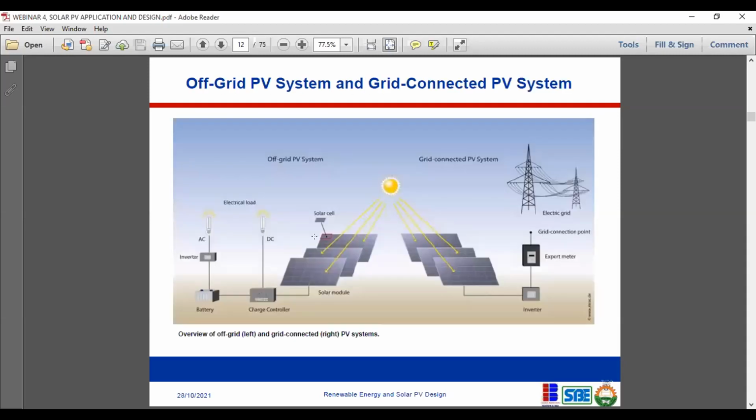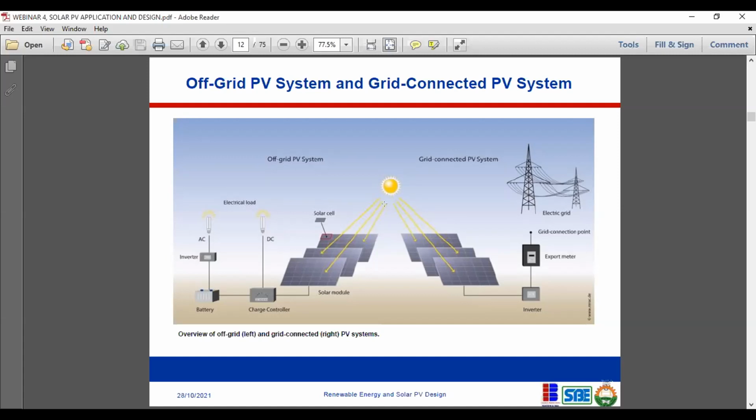There are two major configurations of PV system: you have the off-grid, and you have the on-grid or grid-connected. So your solar systems can be off-grid, or you can connect them to the grid. For the off-grid system, you can see the diagram on the left here. You have the solar panel connected to a charge controller that is connected to a battery system. Then, of course, an inverter before it powers your load.